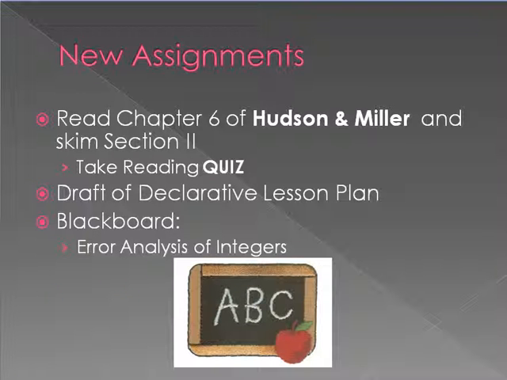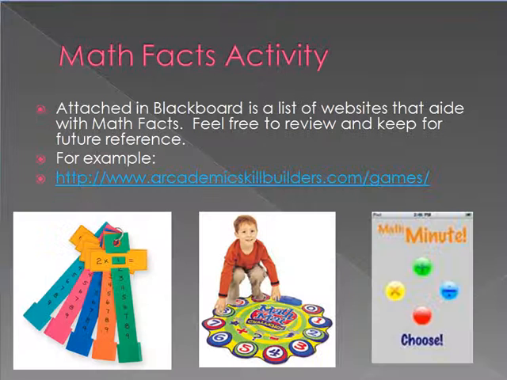Let's go ahead and look at the class session 6 assignments that are due. Read chapter 6 of Hudson and Miller, skim section 2, and take the reading quiz. You should submit your draft of your declarative lesson plan and also the Blackboard activity involving integers. Part of your project for this week and an activity that I would like you to do is take a look at the website list that I provided you within Blackboard and keep this as a resource for yourself.